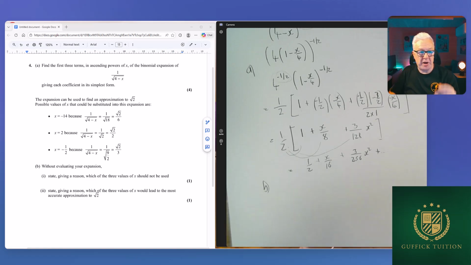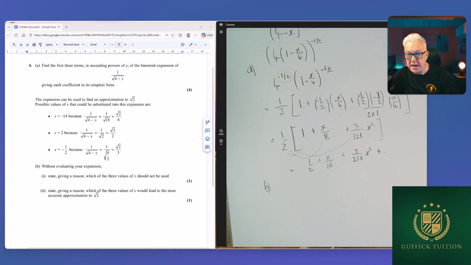Now I really like this part B. I think this is really nicely written. It says the expansion can be used to find an approximation for root 2. Possible values of x that could be substituted into the expansion are those. Without evaluating your expansion, state, giving a reason, which of the values should not be used.